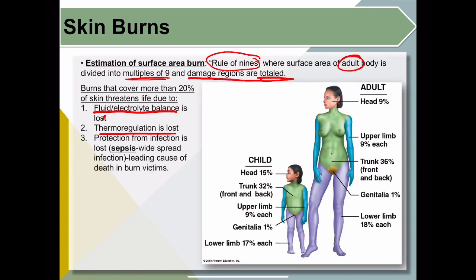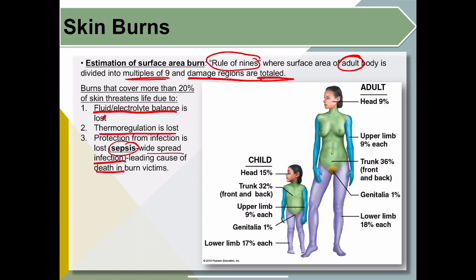And protection from infection is lost because we talked about the integumentary system being your first line of defense against pathogens and microorganisms. So they're very, very prone to infection. And what I was talking about in terms of sepsis means widespread infection throughout the entire body, and that can actually lead to death in some burn victims. Commonly, they end up with sepsis and don't survive it because of widespread infection.